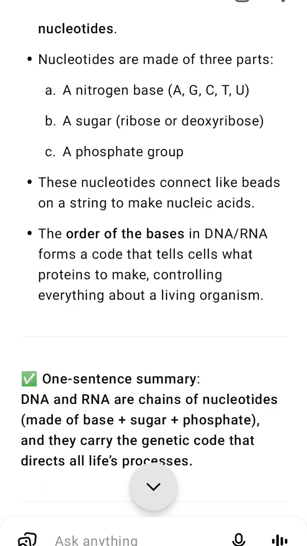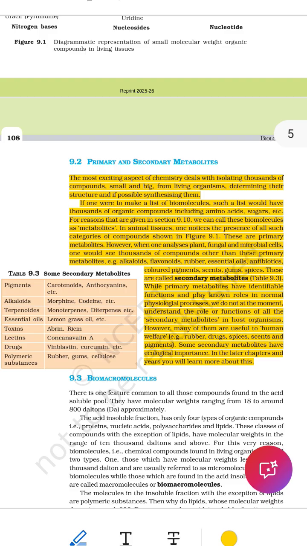The order of the bases in DNA and RNA forms a code that tells cells what proteins to make, controlling everything about a living organism. One-sentence summary: DNA and RNA are chains of nucleotides made of base plus sugar plus phosphate, and they carry the genetic code that directs all life's processes. Would you like a comic strip, diagram, or mnemonic trick to remember this?